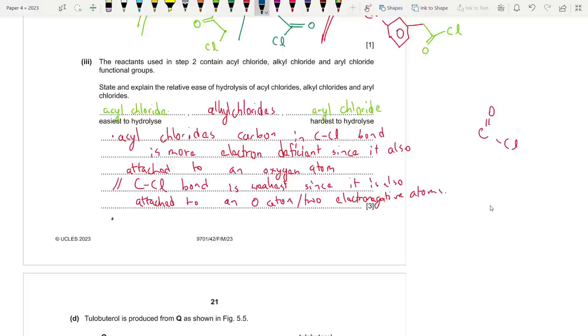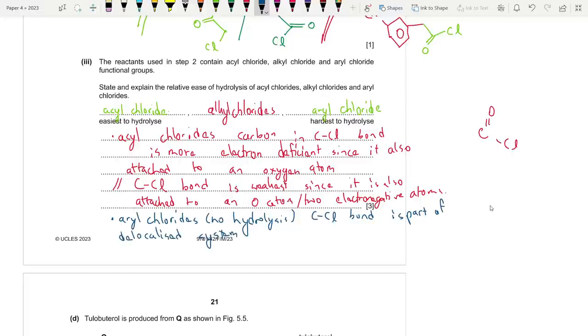What about marking point number 2? Why don't aryl chlorides undergo hydrolysis? Basically, aryl chlorides have no hydrolysis because the C-Cl bond is actually strengthened. Why? Because it is part of the delocalized system of the benzene ring. Okay. Or the C-Cl bond actually has a partial double bond characteristic.